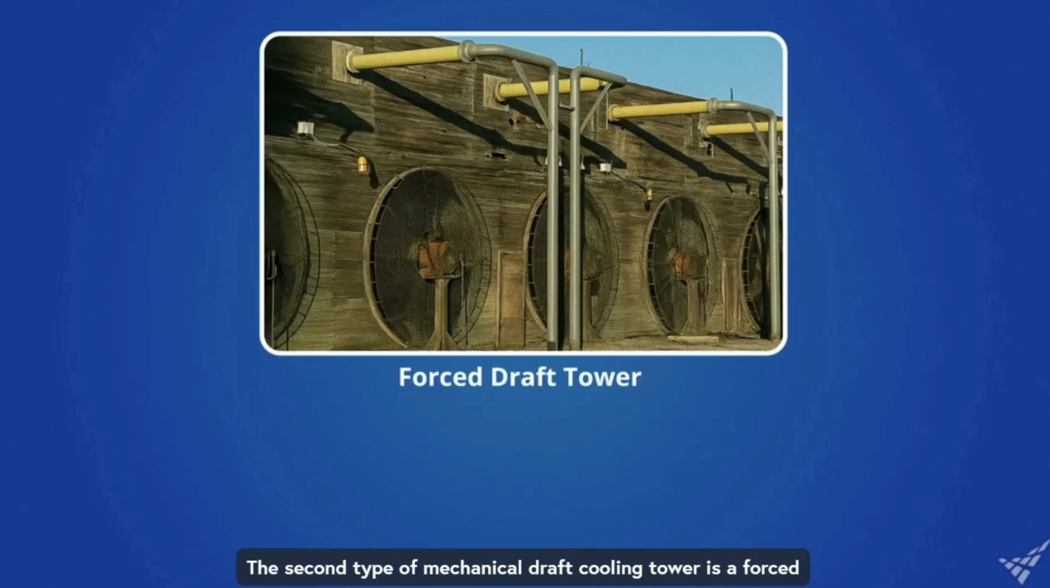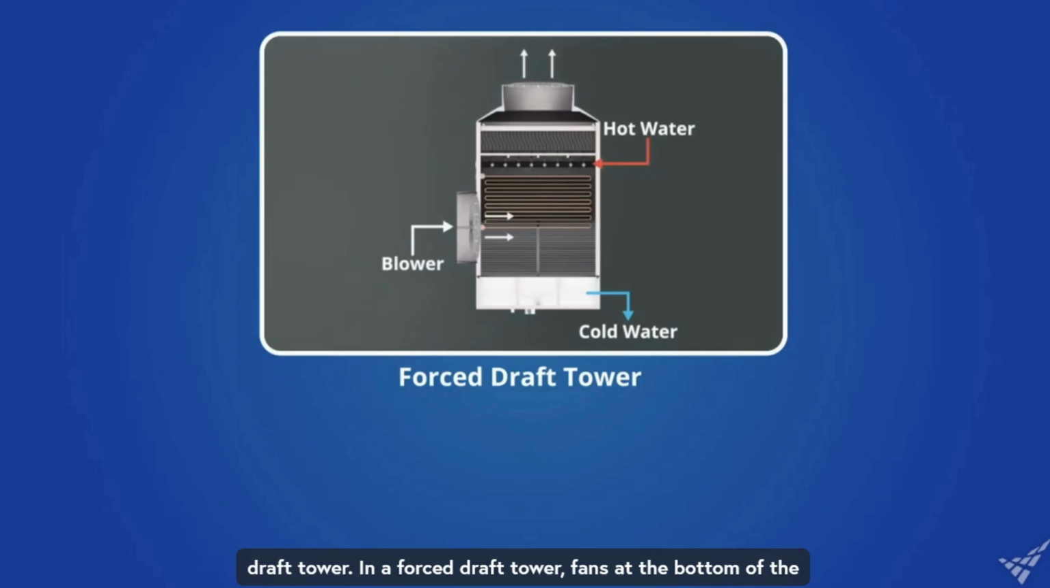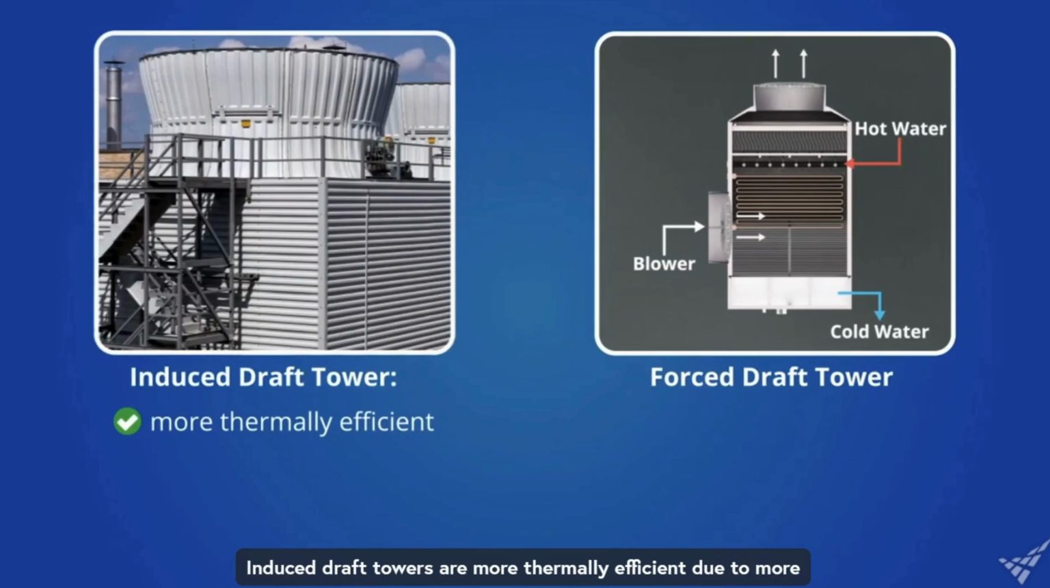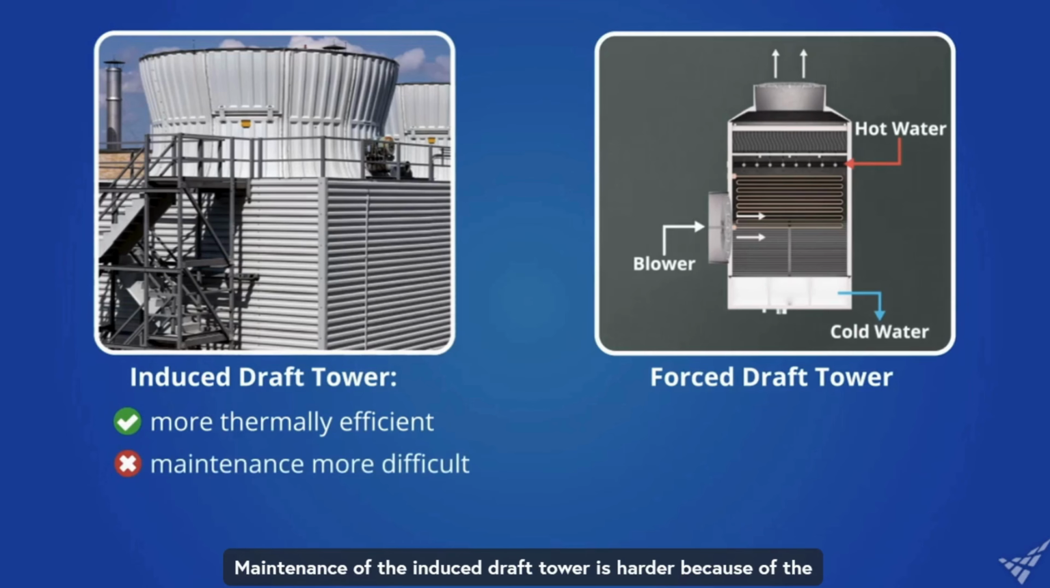The second type of mechanical draft cooling tower is a forced draft tower. In a forced draft tower, fans at the bottom of the tower force, or push, air into and up through the tower. Induced draft towers are more thermally efficient due to more uniform airflow and a lower chance of air recirculation. Maintenance of the induced draft tower is harder because of the elevation of the fan and motor.